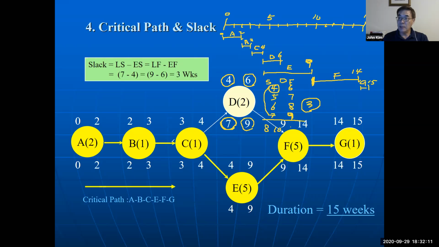If activity B is delayed, then the entire project is delayed. But this one can be delayed up to 3 weeks. So in this project network, there are 2 possible paths. One is this path, and the other one is this path.